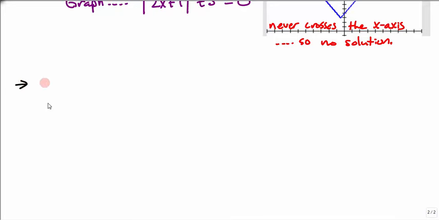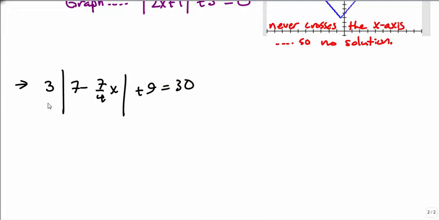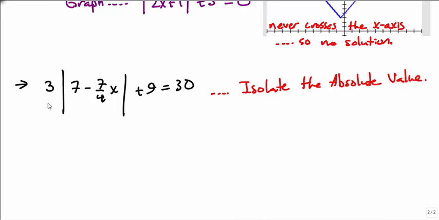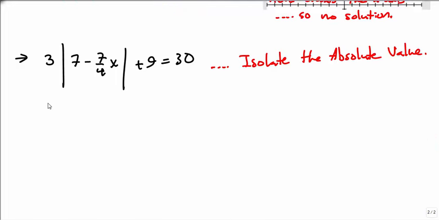Isolate first. For instance, we could have 3 times the absolute value of 7 minus 7/4 x, close the absolute value, plus 9 equals 30. So what we're looking at here then is isolate the absolute value first. So isolate the absolute value. You cannot take the 3 and distribute it. It's not like a set of parentheses. I have to keep the 3 on the outside. So to get started, we'd subtract 9 from both sides.